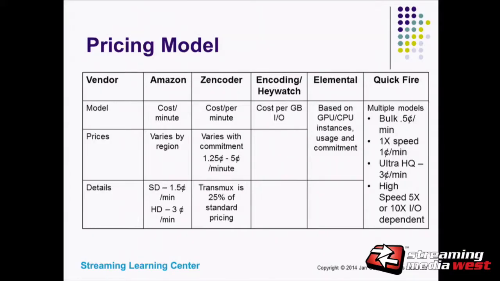significantly as compared to just doing it on the fly. So and then Quickfire is another cost per minute model. Should have made that clear here, and you can see their pricing there. It goes all the way down to, Amazon, their SD pricing is 1.5 cents per minute. Quickfire in their bulk is half a cent per minute for SD.